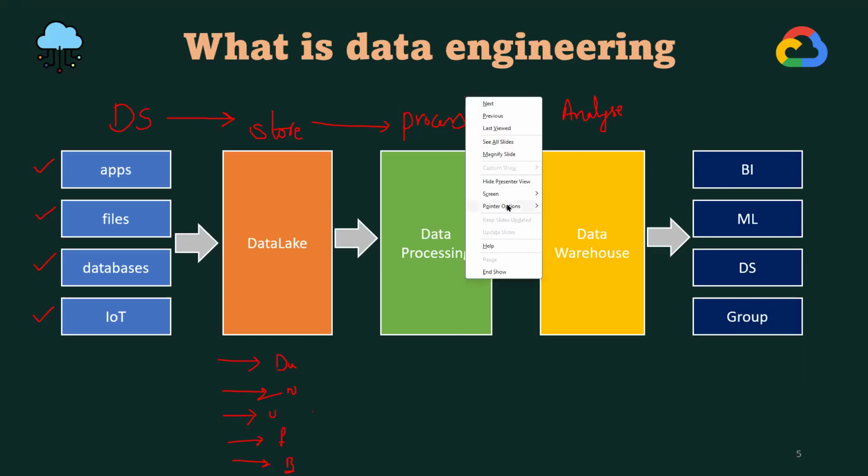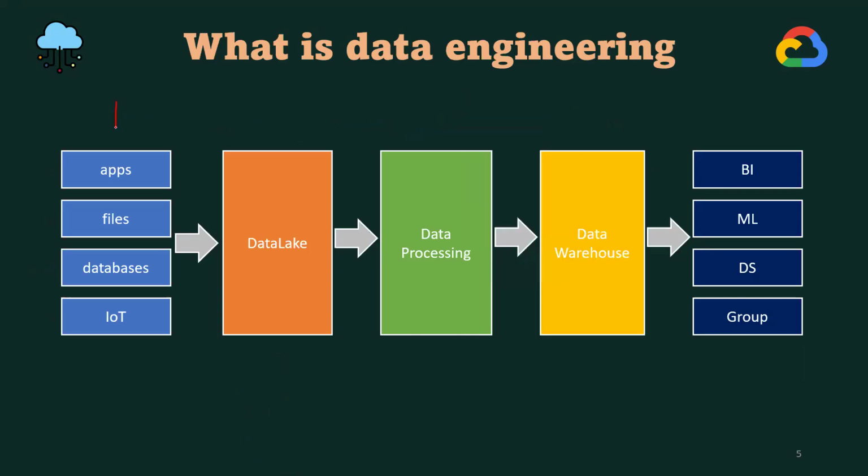In data engineering, you have data that is coming from multiple data sources. You extract the data from these sources, you store it, you process it, you analyze it, and then you send this data to multiple destinations. This is what is data engineering.